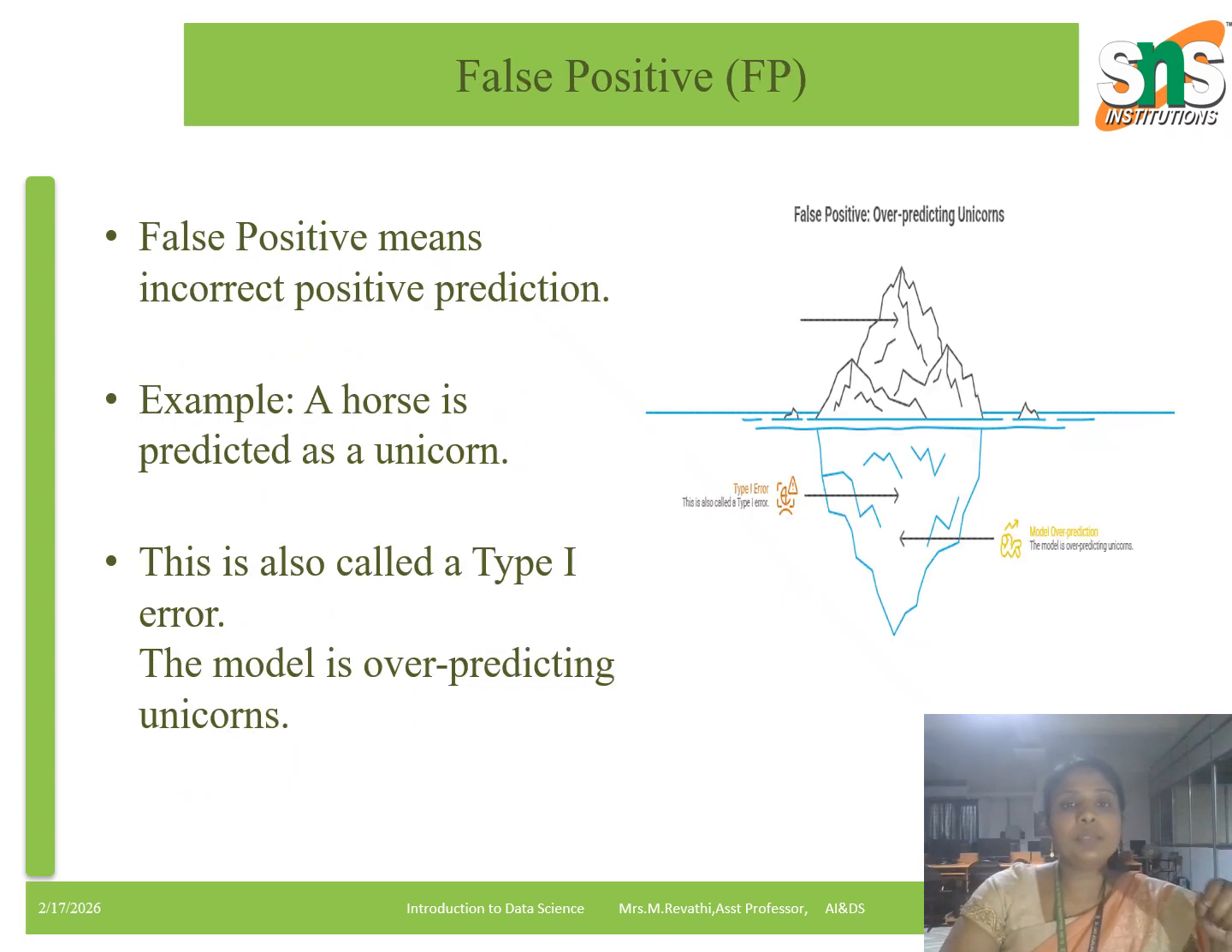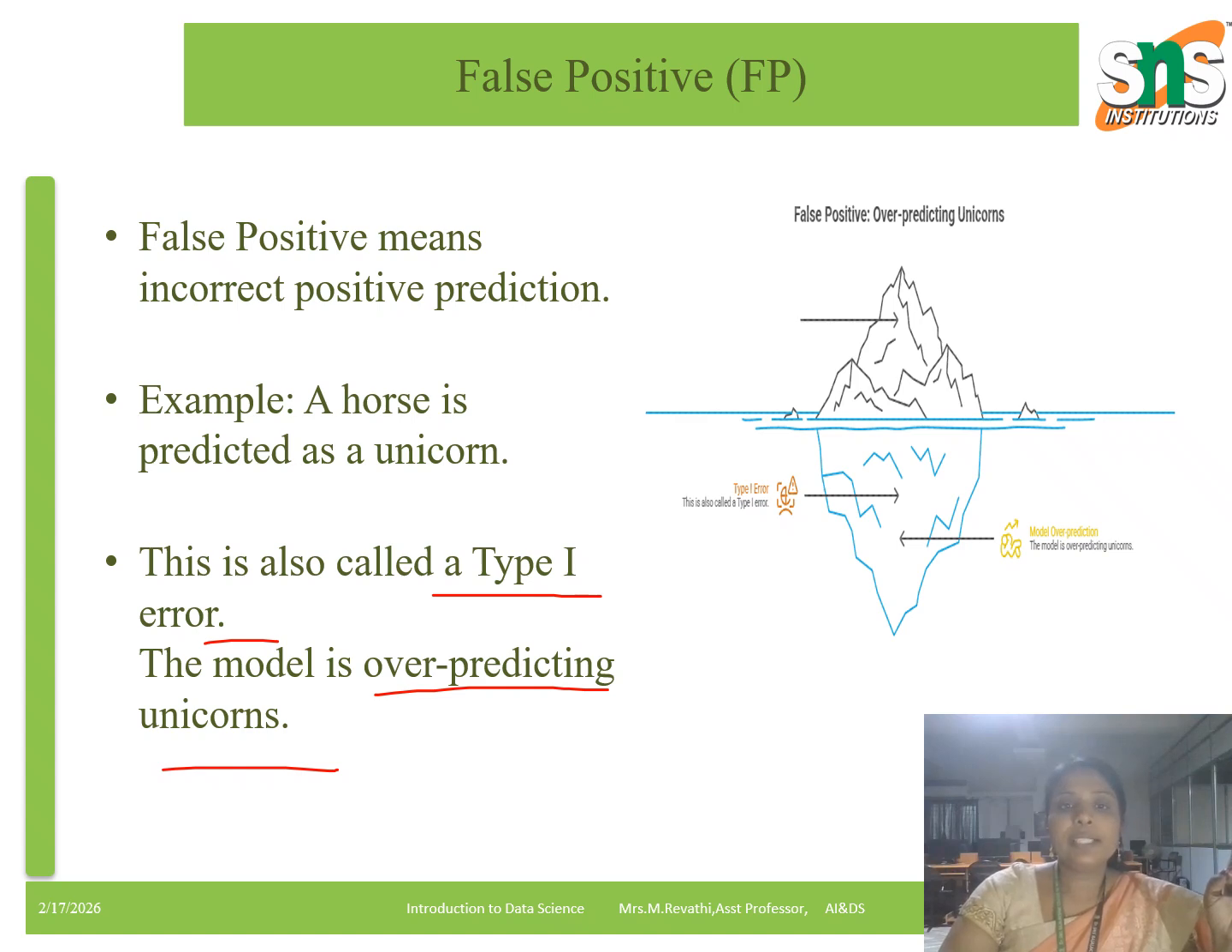Next one is the false positive. It means the model incorrectly predicts positive. For example, a horse is predicted as a unicorn. Here the actual value is a horse, but the predicted value is a unicorn. This is also called a type 1 error, because the prediction and actual values are not the same. This model is over-predicting unicorn.